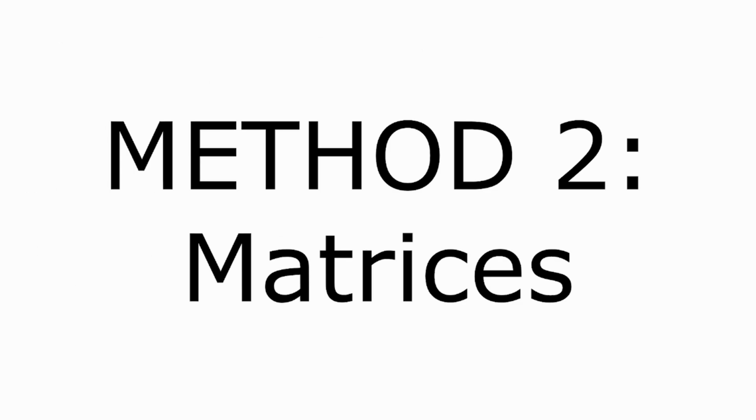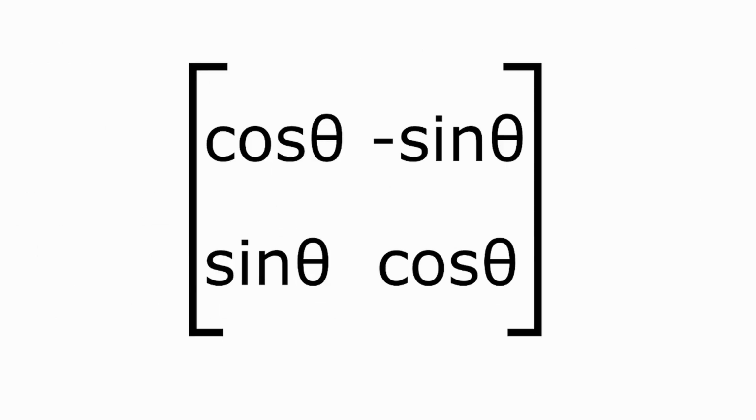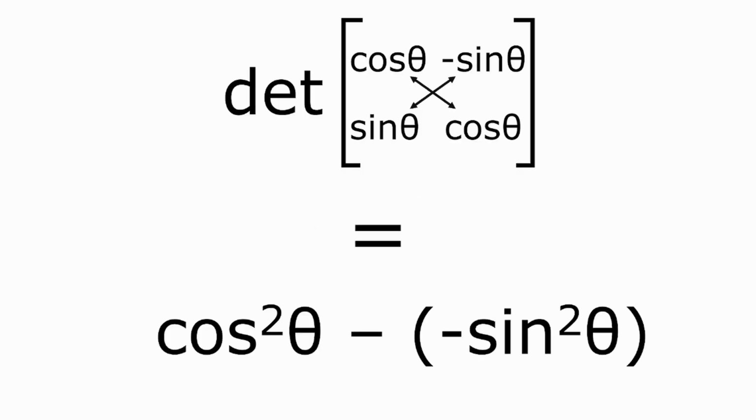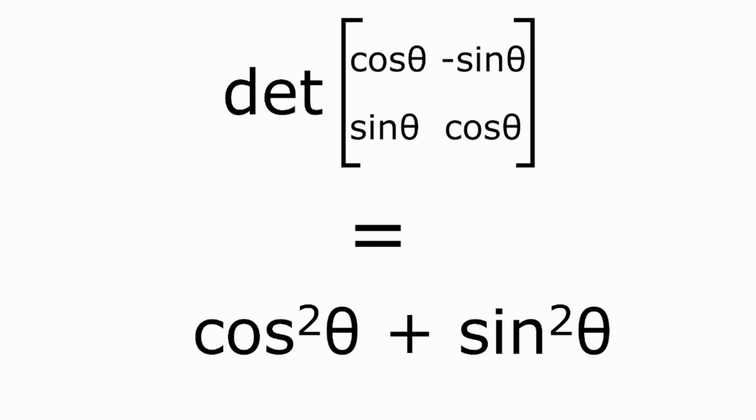Number 2. Matrices. The general rotation 2D matrix for an angle θ counterclockwise about the origin is shown. I won't prove this result for the sake of brevity, but doing so is not that difficult with the aid of a good diagram. The determinant of any 2x2 matrix is very easy, just multiply across the diagonals and subtract. So, working out the determinant of the general rotation matrix, we get cos²θ minus (−sin²θ), which just becomes cos²θ plus sin²θ.